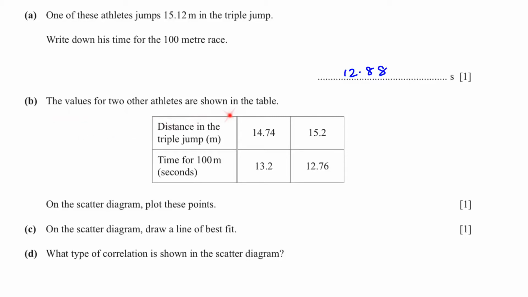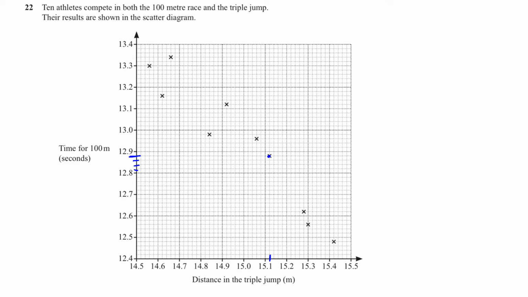Part B. The values of 2 other athletes are shown in the table. So the distance in the triple jump and the time for 100 meters. Both have been shown. On the scatter diagram, plot these points. So the first point is 14.74, which will be here, and the corresponding time is 13.2. So that will be here. So this is your first point. The second one is 15.2, and the corresponding value is 12.76. So 15.2 and 12.76, 6 is here. You can draw a line to check your work. This is the point. So now we have plotted both the points.